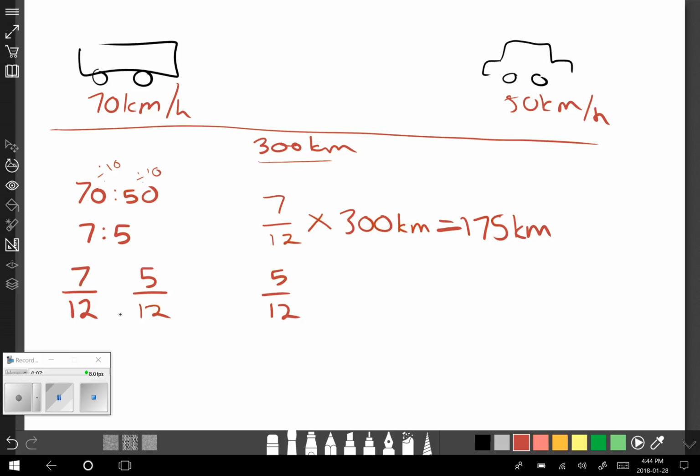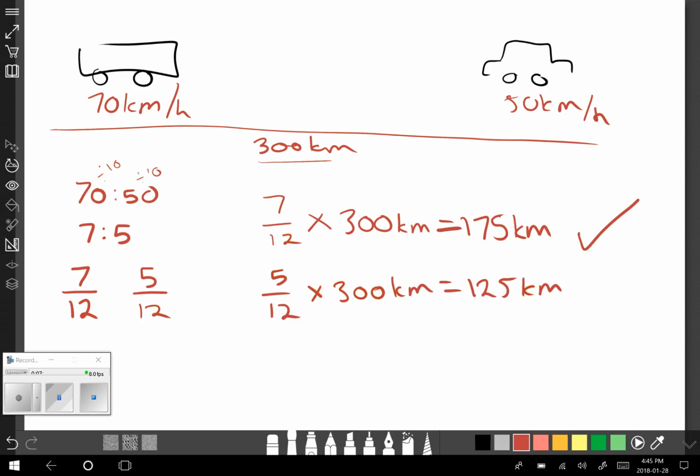Okay, so now let's double check. Once again, we could just use subtraction here, but we'll just double check to make sure that our math was correct by doing the other one. Okay, so 5/12, type this into my calculator, 5 divided by 12 times 300, and sure enough, I get 125, which does add with 175 to make 300, so I've done my problem correctly.